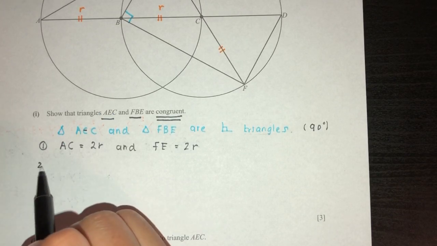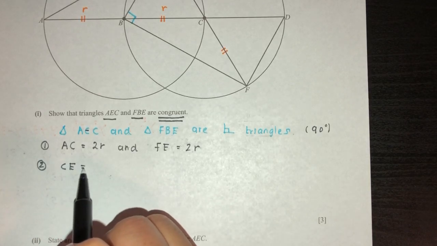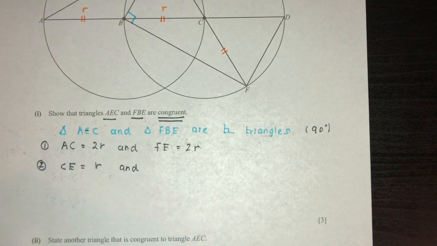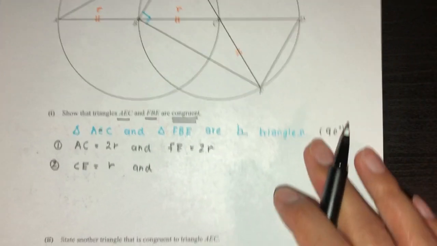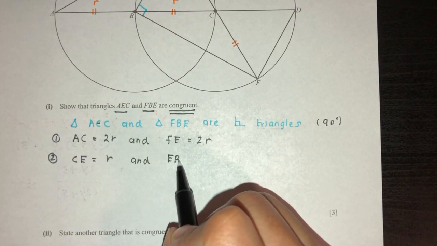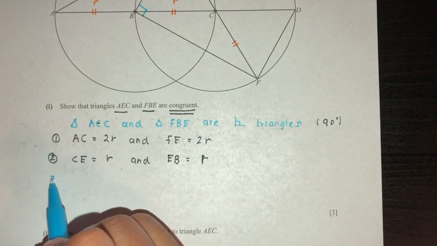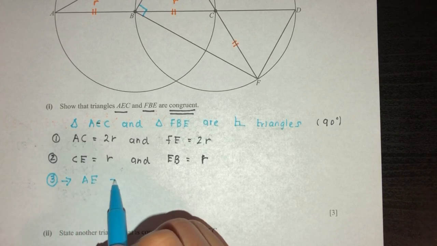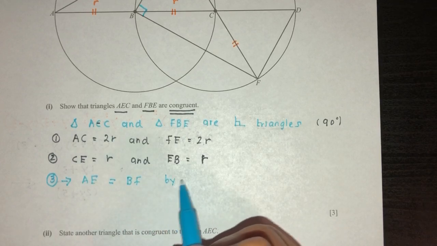Now, number 2, I can write CE is equal to R, which is radius, right? And on the other triangle, if you look at this one, EB is also equal to R. That is my other corresponding side are equal. So since it is a right angle triangle, the third side, which is AE, has to be equal to the other side, which is BF, by Pythagoras theorem.